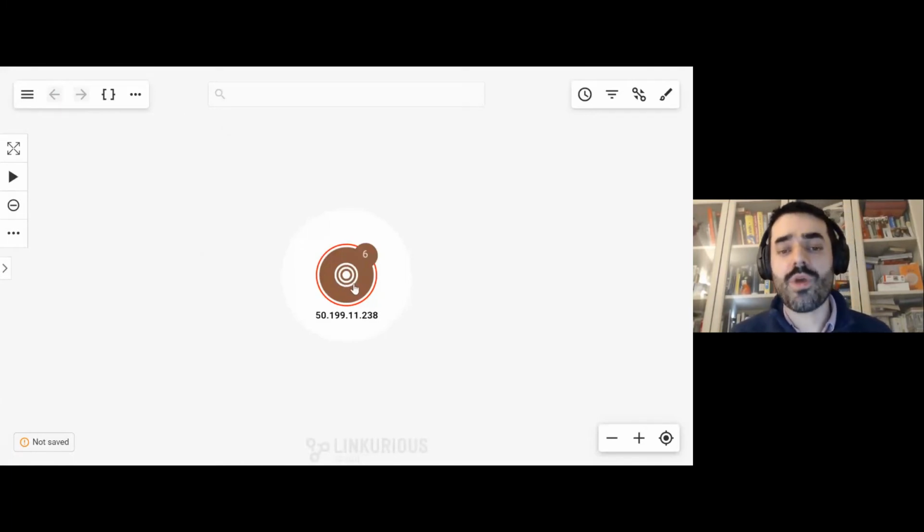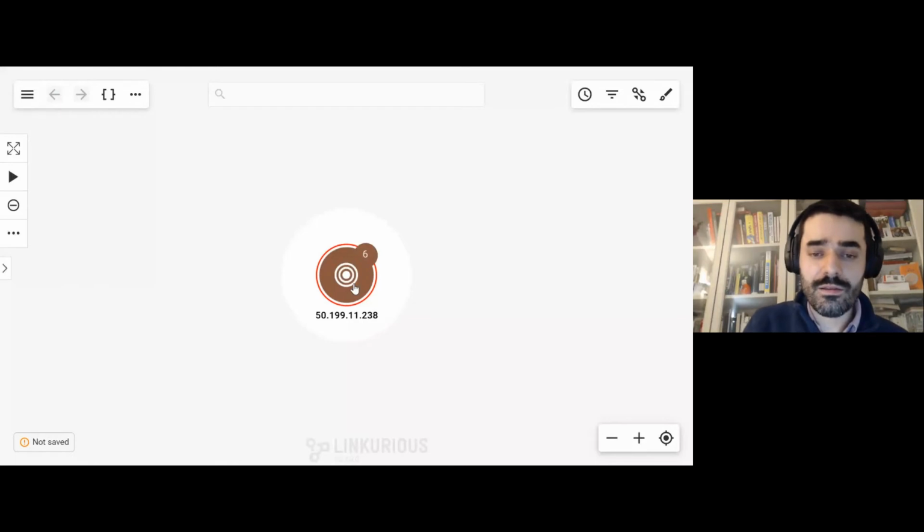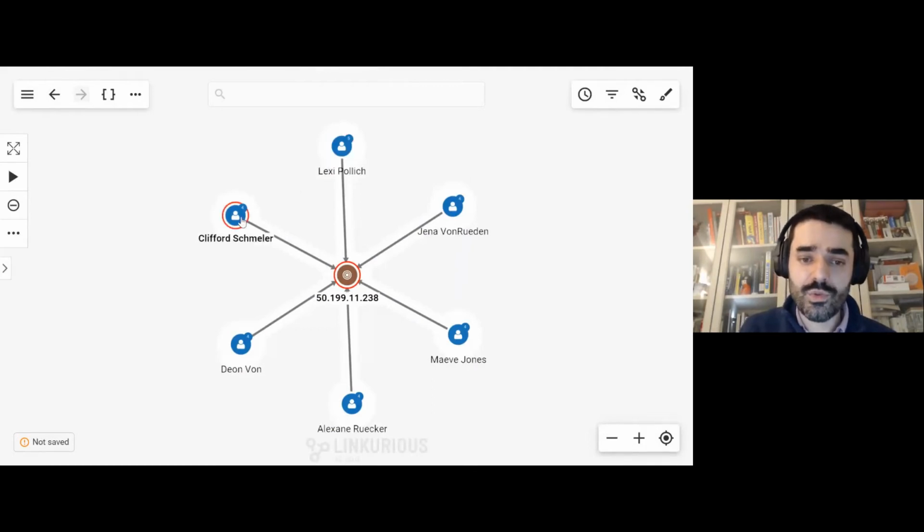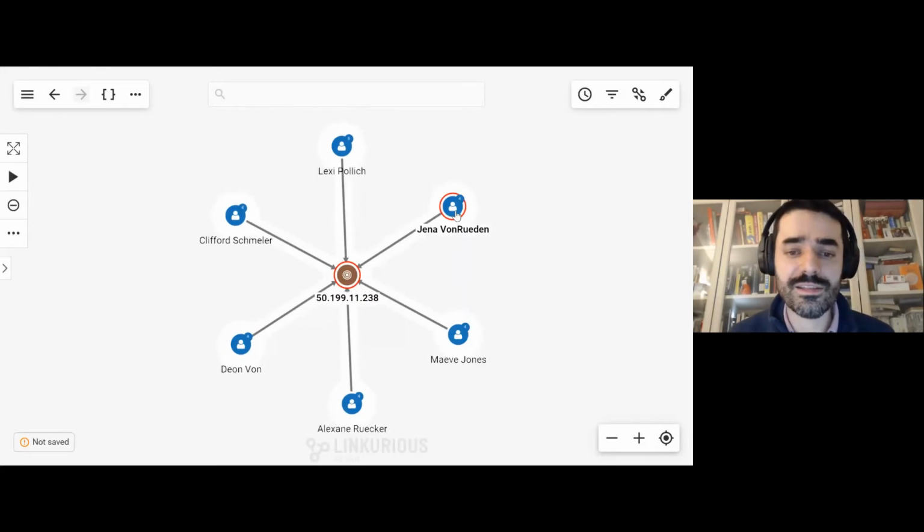What pops up right now for me is the little 6 next to the node. So this indicates that that IP address in my system is connected to 6 relationships. So I'm going to go ahead and double click and we retrieve everything that the IP address is connected to. So we can see that we have 1, 2, 3, 4, 5, and 6, I think, clients that are all connected to that IP address.